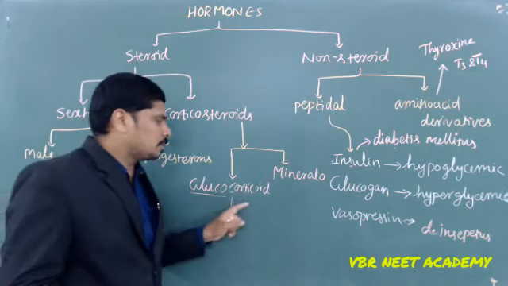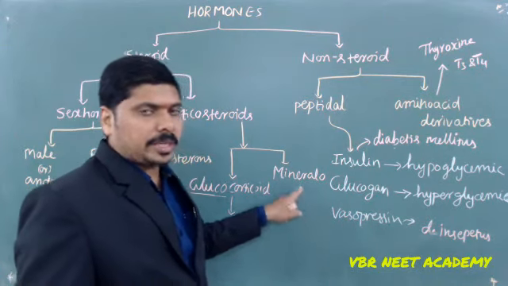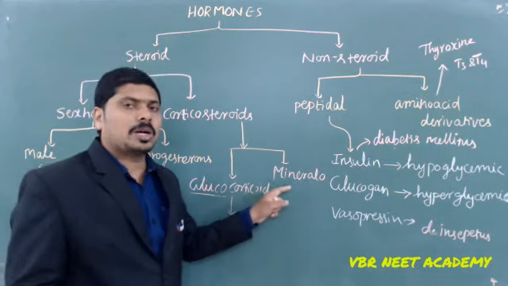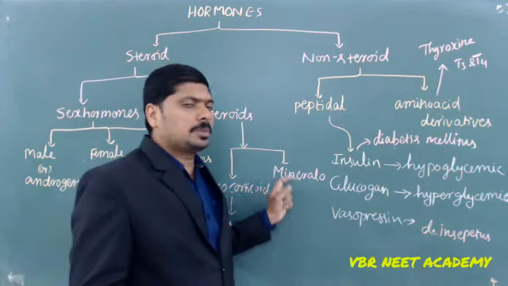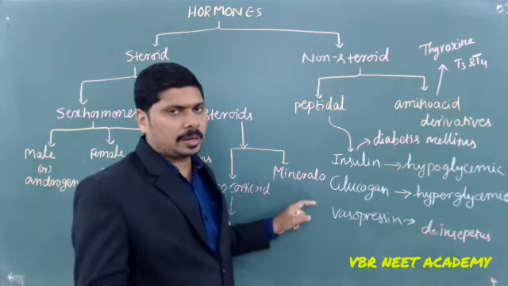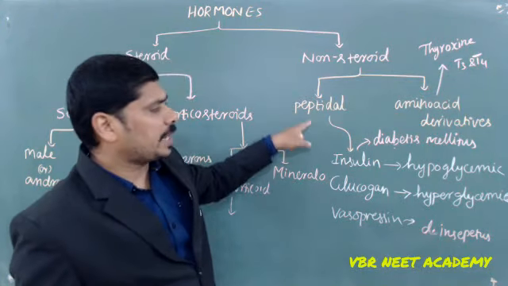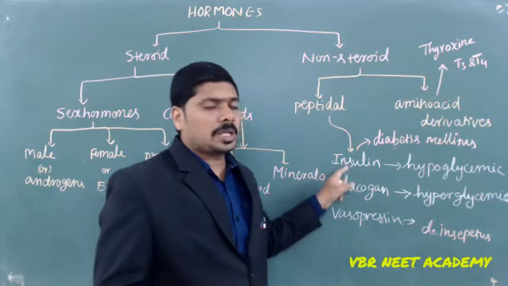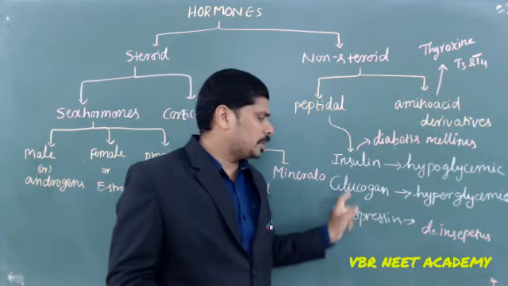Corticosteroids are two types, glucocorticosteroid and mineralocorticosteroid. Glucocorticoids maintain the metabolism of glucose, whereas mineralocorticoids maintain the metabolism of minerals, mainly sodium and chloride. Non-steroidal hormones are two types, peptidal and amino acid derivatives. The main important peptidal hormones are insulin and glucagon.